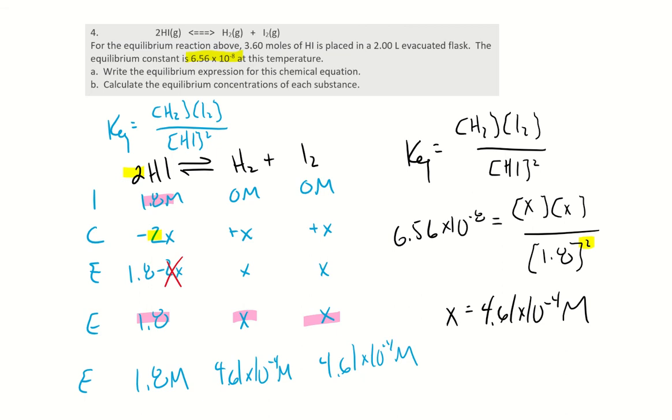So again, you've seen two examples now of using ice charts. The important rules to remember is that the stoichiometric coefficients will change the amount of reactant and product gained and lost. And in cases where KEQ is very, very small and starting concentrations are large, you can ignore that minus x or minus 2x in this case to simplify the algebra.